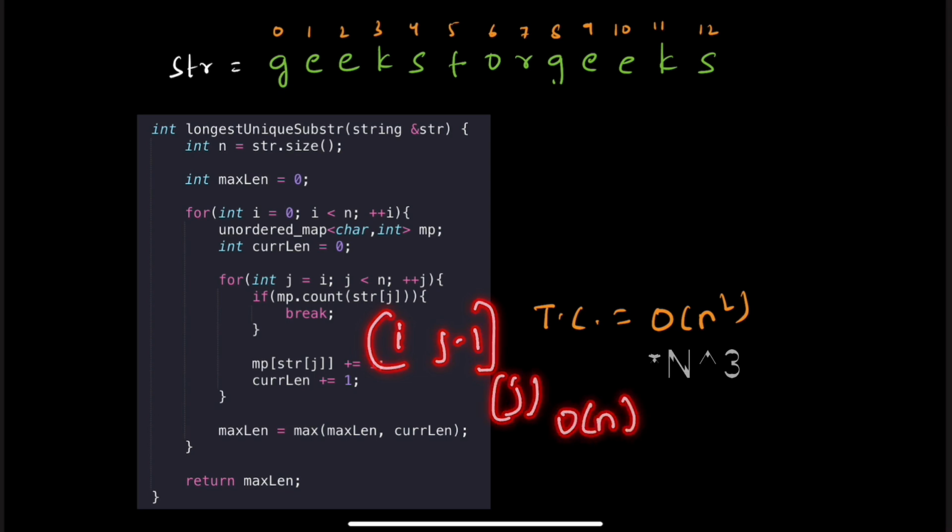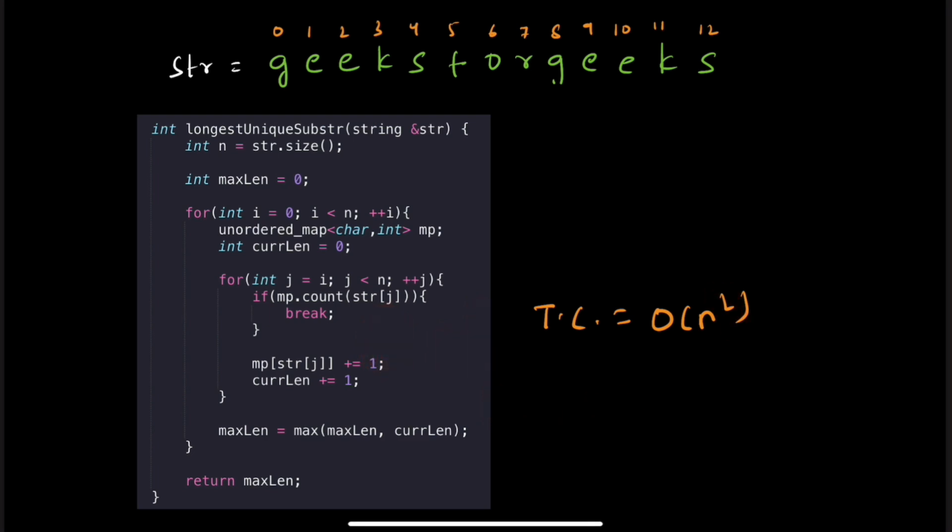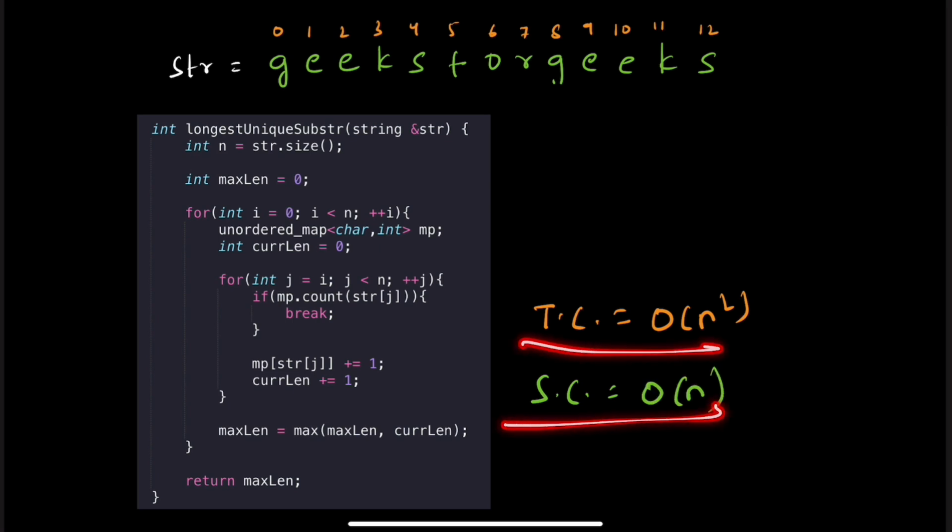So the overall time complexity would have been order of n square. But by using hash map, we reduce it to order of n. And what will be the space complexity for this approach? For every ith for loop, we are creating a hash map. And in the worst case scenario, all the characters in the string will be unique. So the map size will also be equal to the length of the string, right? So the space complexity will be order of n. So these are the time and space complexities.